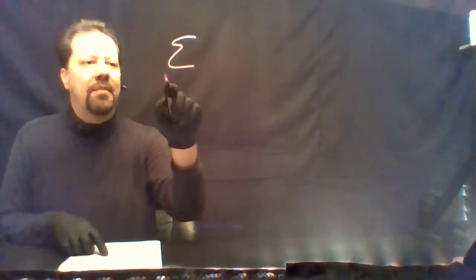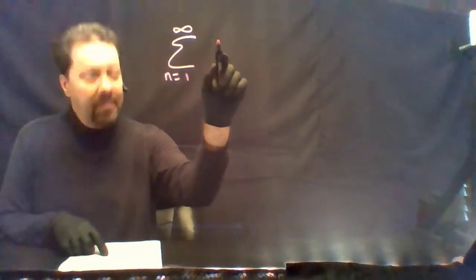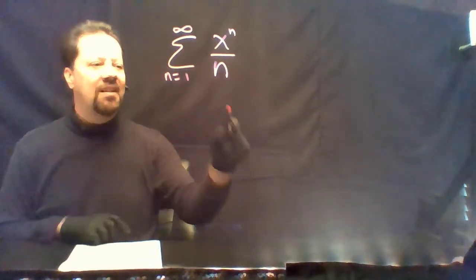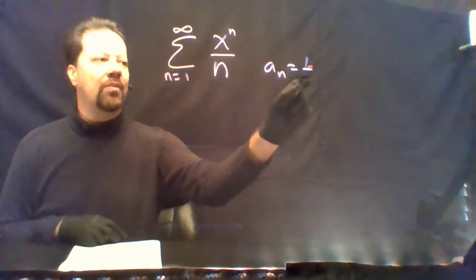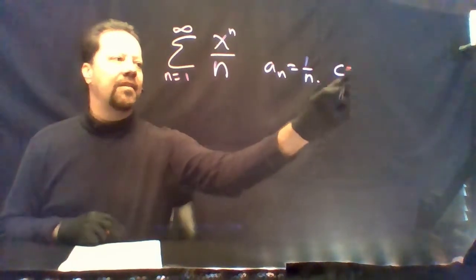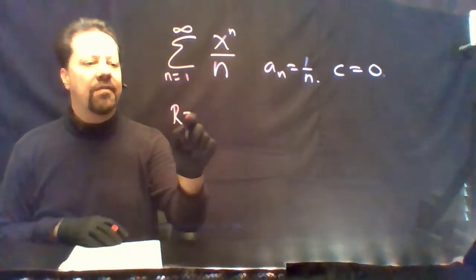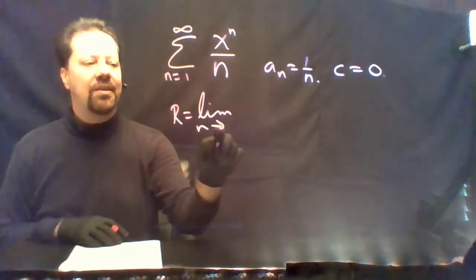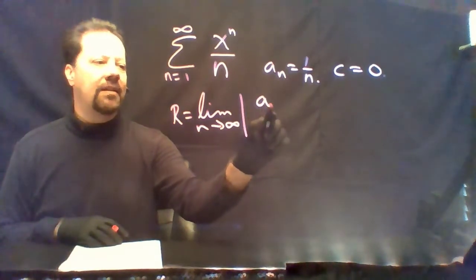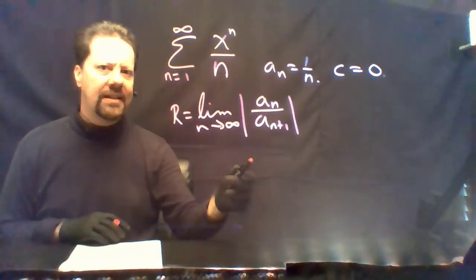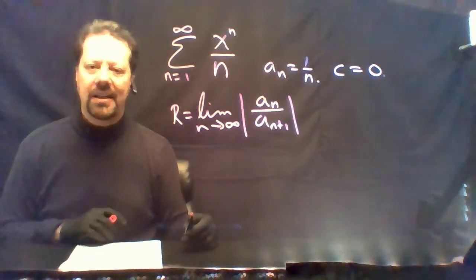On the next 2 problems, we are to find the interval of convergence of a power series. We start with the sum as n goes from 1 to infinity of x to the n divided by n. In this case, the coefficients are 1 over n, and the center is 0 because we're untranslated. The radius of convergence is the limit as n goes to infinity. The formula is a_n over a_(n plus 1), kind of an upside down ratio test, because we had to divide the ratio test coefficients over.